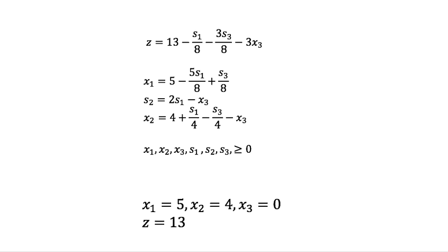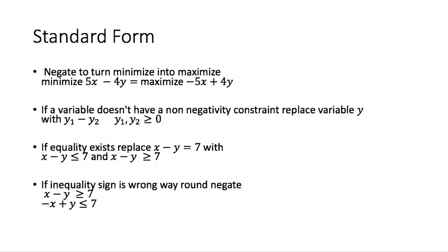Quickly, I'm going to show you how you convert a linear program that's in non-standard form into standard form. So if you have a minimize 5x minus 4y, to turn it to a maximize, you simply negate it. So minimize 5x minus 4y is the same as maximize minus 5x plus 4y. If the variable doesn't have a non-negativity constraint, simply replace your variable y with two other variables, y1 minus y2, which both have non-negativity constraints.